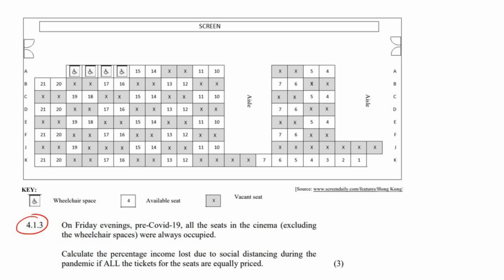Calculate the percentage income lost due to social distancing during the pandemic if all of the tickets for the seats are equally priced. So we're going to ignore the wheelchairs because they said here, excluding the wheelchair spaces. So look at all of those seats. Pre-COVID, how many seats were there? Well, we said there was 130. Now, during COVID, how many seats are there?